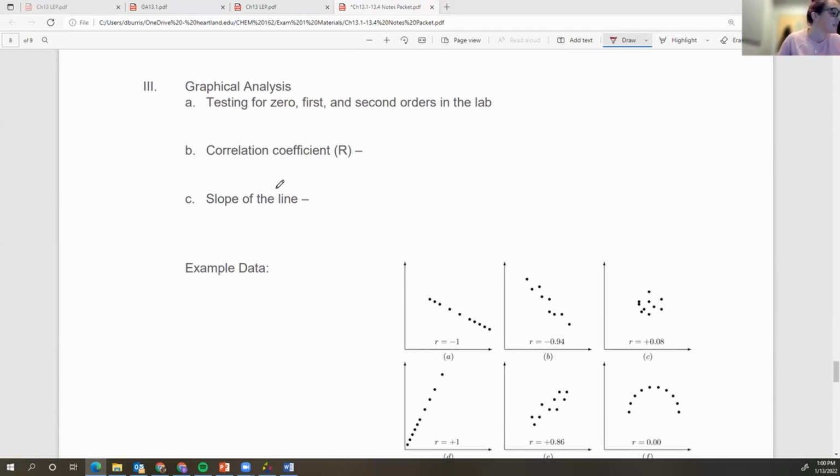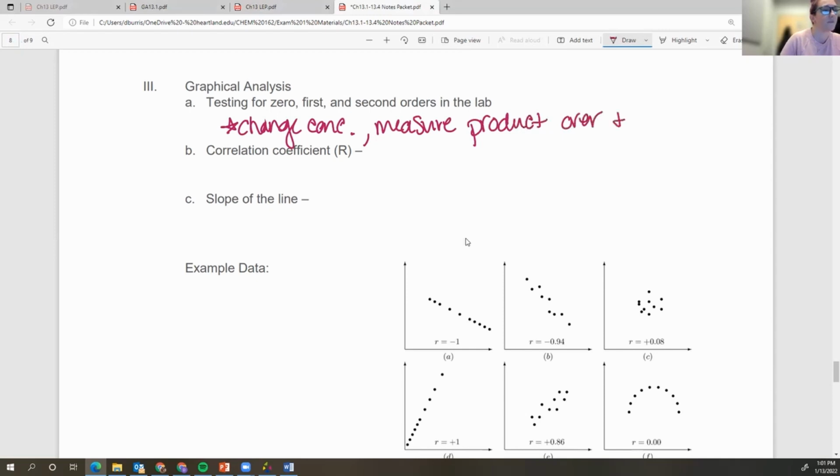So if you're testing to figure out if something is 0, first, or second order, you're going to change the concentration of the reactants, measure the product over time, and graph it. Then you figure out if it's 0, first, or second order. Is it linear? Is it natural log? Or is it an inverse relationship?